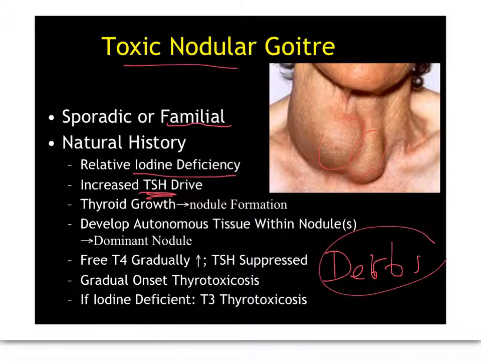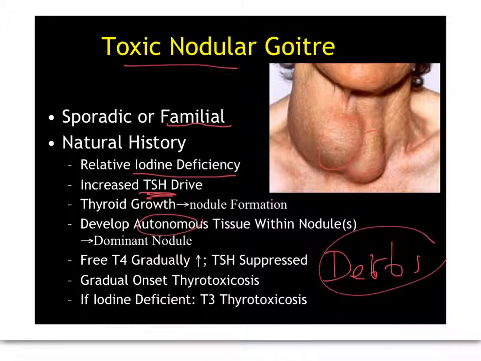So the concept is that an increased TSH drive is required if people have insufficient iodine to make thyroid hormone, and over time the bombardment of the TSH receptor leads to the formation of autonomous tissue, meaning the thyroid can function without the need for TSH.